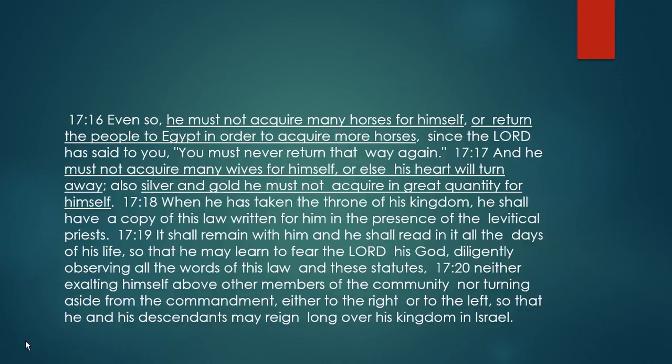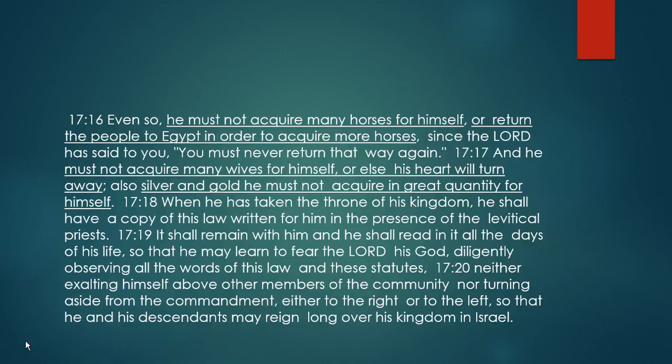Like most constitutions, Deuteronomy is going to address the topic of leadership and say who the leaders are, what their responsibilities should be, and what the limits should be on those responsibilities. And in Deuteronomy, we find all of that in chapters 16 through 18. In the section pertaining to the king, it tells us this: he must not acquire many horses for himself or return the people to Egypt in order to acquire more horses, since the Lord has said to you, you must never return that way again.